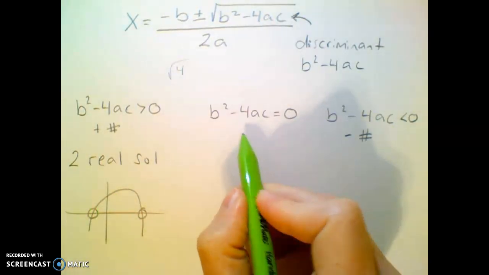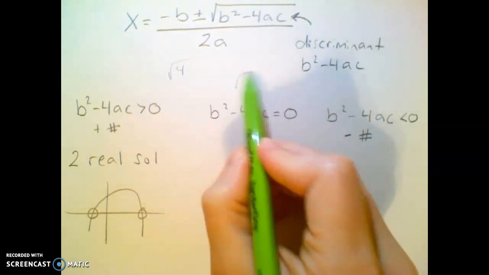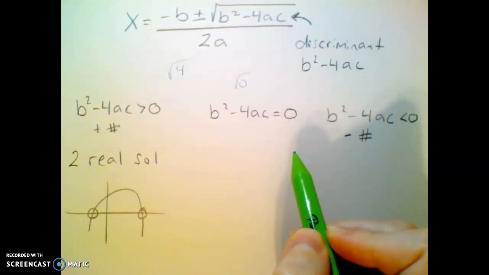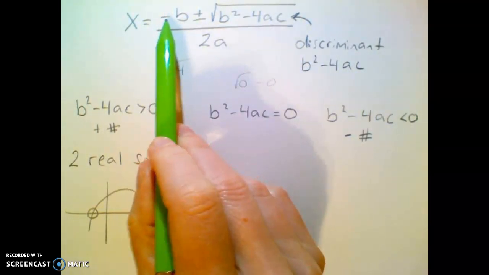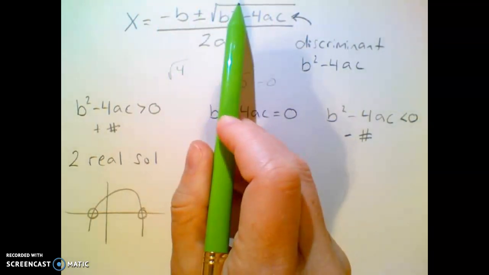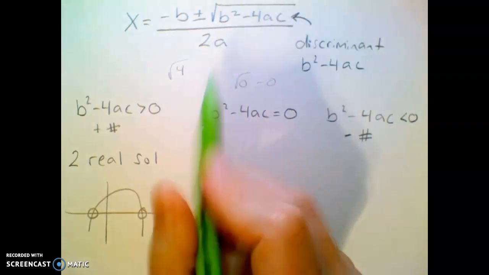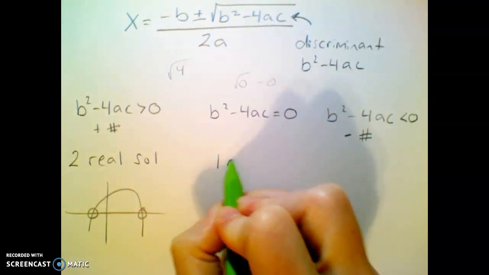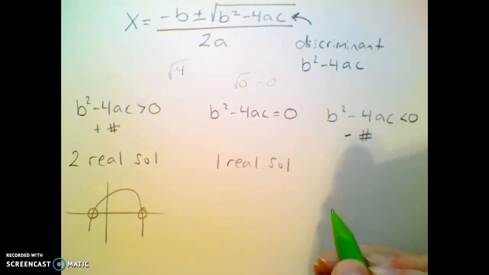Okay, if the inside of the radical ends up being a 0, what's the square root of 0? Well, the square root of 0 is just 0. So you would have all this stuff, negative b plus or minus 0. Well, negative 5 plus 0, and negative 5 minus 0 is still a negative 5 over something. So you're only going to have 1 real solution, because you end up with the same thing, plus 0 minus 0.